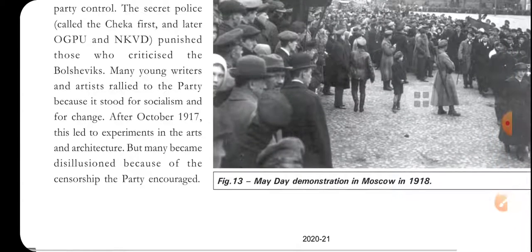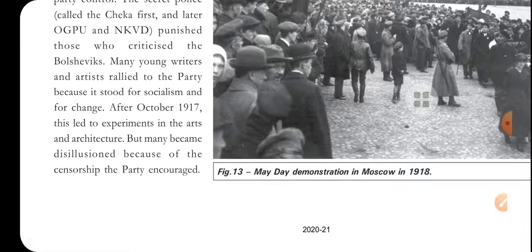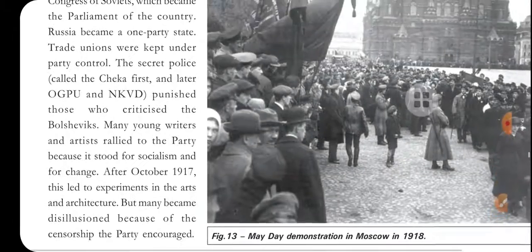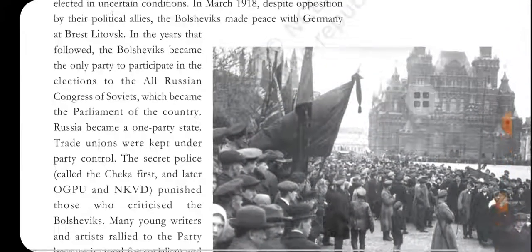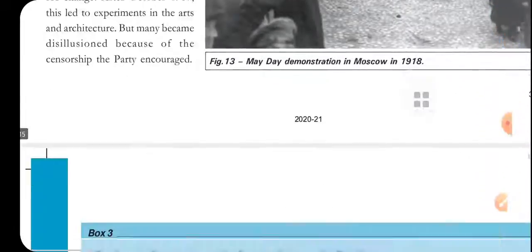Trade unions were kept under control, and I told you that this control was exercised through OGPU and NKVD, which punished those who criticized the Bolsheviks. Like a dictatorship, they formed. And many young writers and artists rallied to the party because it stood up for socialism and change. After the October Revolution, this led to experiments with the arts and architecture, but many became disillusioned because of the censorship the party encouraged. People were writing only for the party, not for the government.